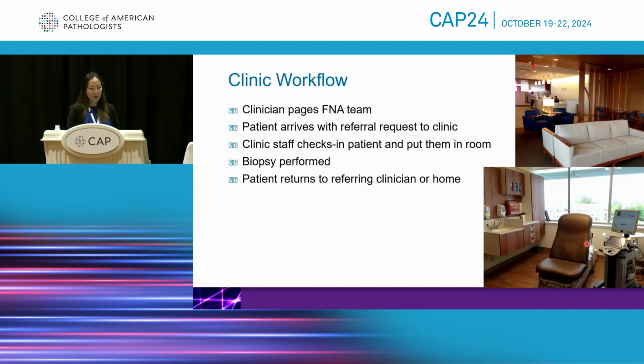So just to show you a sample workflow from our practice at Duke, we had a walk-in FNA clinic, and the clinician would page the FNA team. The patient would arrive to our clinic room. This is the waiting area. This is the actual clinic room. This is an older machine. We got a bigger, newer Philips machine. But basically the clinic staff would check the patient in. We would do the biopsy, and then the patient would return to their referring clinician or to home.